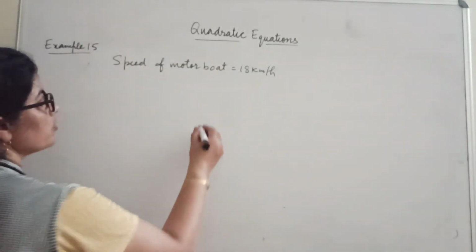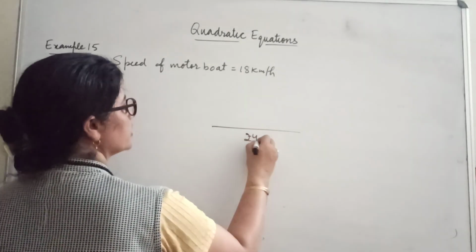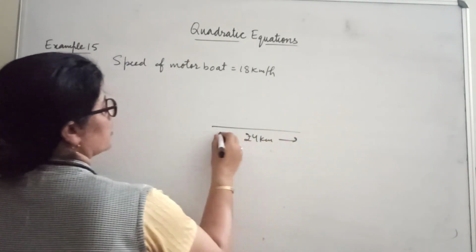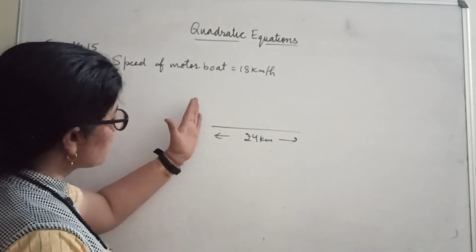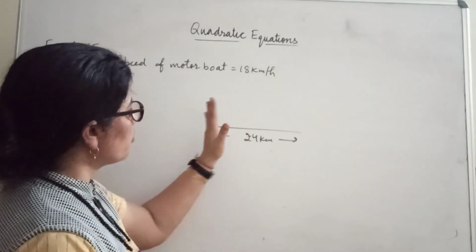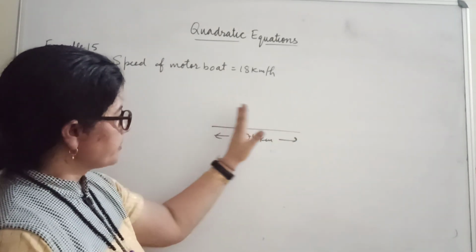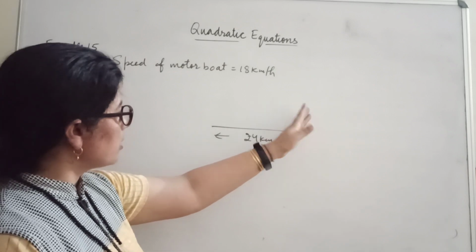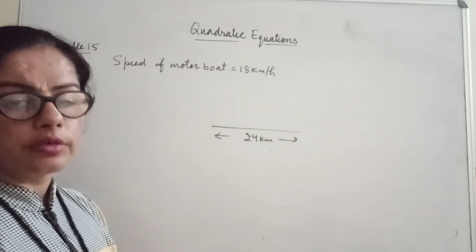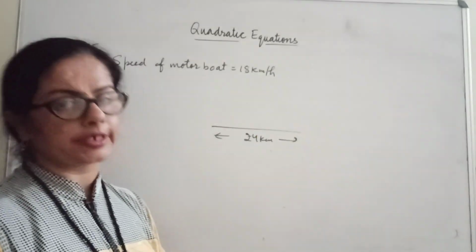See, the motor boat has to cover 24 km distance. This much distance the motor boat has to cover. And if the motor boat goes in the direction of water, that is known as downstream. And if it is coming in the opposite direction, that is called upstream.